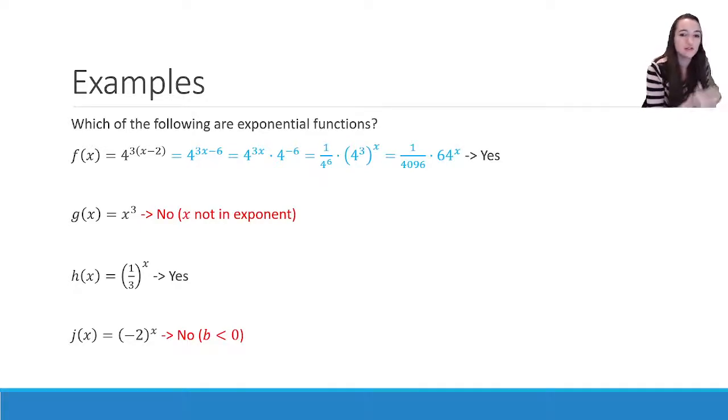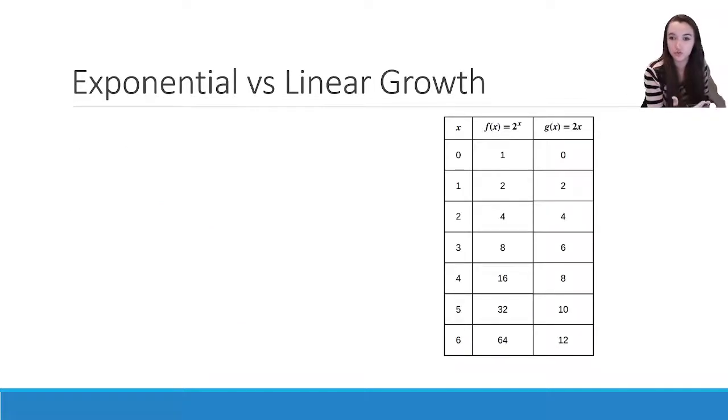All right, now let's look at how does exponential growth compare to linear growth. So here I have two functions, f of x equals 2 to the x, and g of x equals 2x. So 2 to the x is our exponential function, 2x is a linear function. You'll notice that they grow in a very different manner.